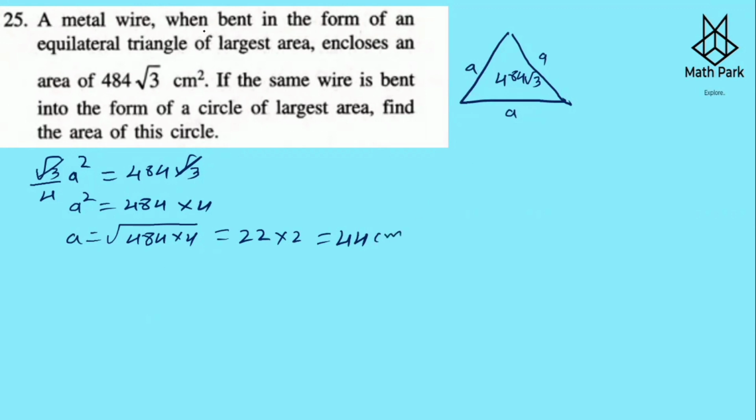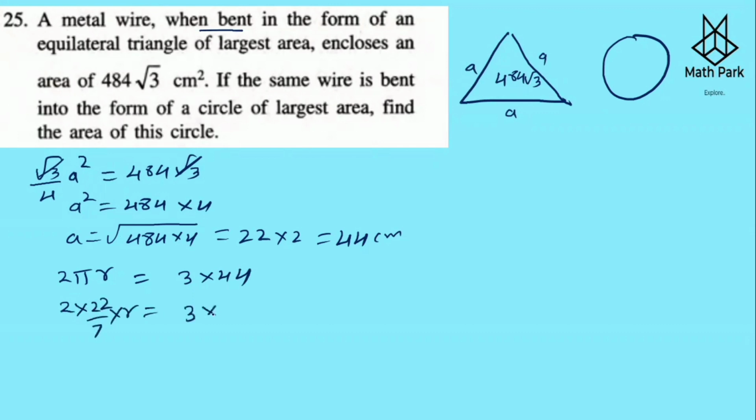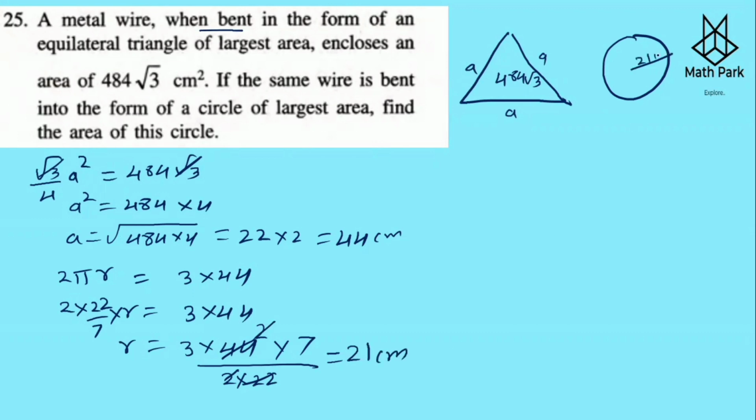And then the same wire is bent into a circle. So the perimeter of the equilateral triangle is the same as the circumference of the circle. So 2 pi r is equal to the perimeter of the equilateral triangle, which is 3 times 44. Let us solve this. 2 into 22 by 7 into r is equal to 3 times 44. So r is equal to 3 times 44 into 7 upon 2 times 22. 22 2s are 44 and the 2 got cancelled. 7 3s are 21 centimeter is the radius of this circle.